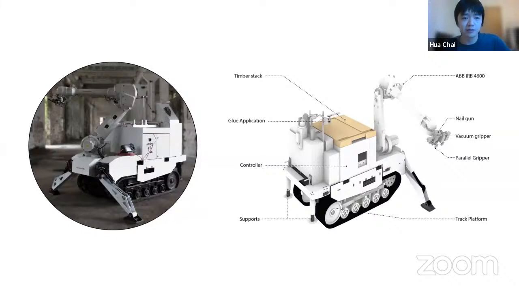The platform is developed to be flexibly moved and deployable for various on-site timber construction tasks. And the platform consists of an industrial robot mounted on a track platform, and also with a customized tool processing station equipped to conduct timber fabrication tasks.